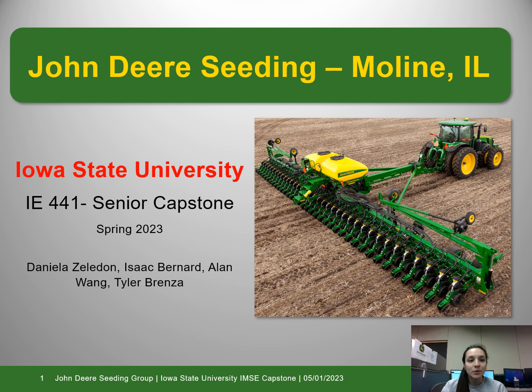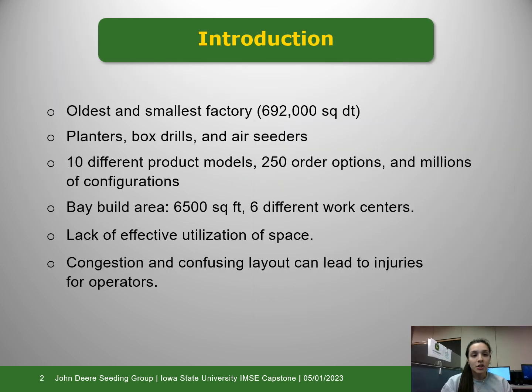The company that we have worked with is John Deere Seeding in Moline, and our team members are Daniela, Isaac, Alan, and Tyler. John Deere Seeding is one of the smallest factories that John Deere has. This group makes about 10 different products with about 250 different order options for customization. Since this company is small, congestion and organization on the floor has been a really big problem and something that we focused on during our project.